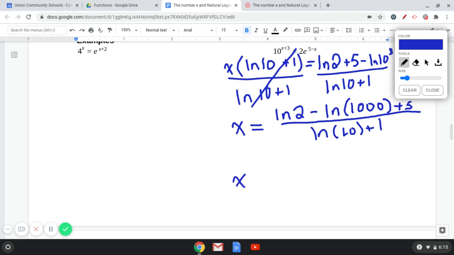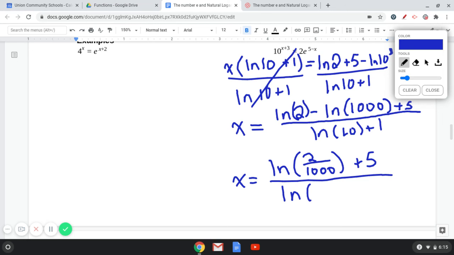And we can simplify this even further, y'all. See this natural log of 2 minus natural log of 1,000? When you have two natural logs that are being subtracted, you divide what's inside these parentheses. I guess I should put this 2 in parentheses. So this is really natural log of 2 divided by 1,000 plus 5 all over natural log of 10 plus 1. And yes, we can simplify this 2 over 1,000 to 1 over 500. And that is the value of x.